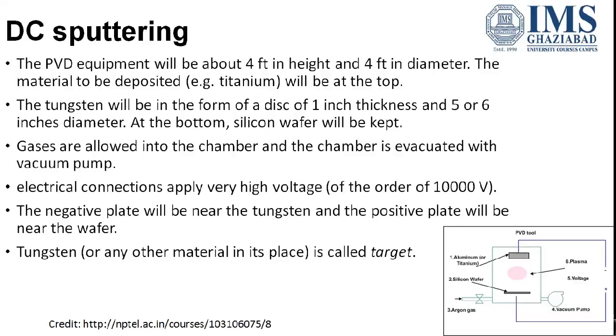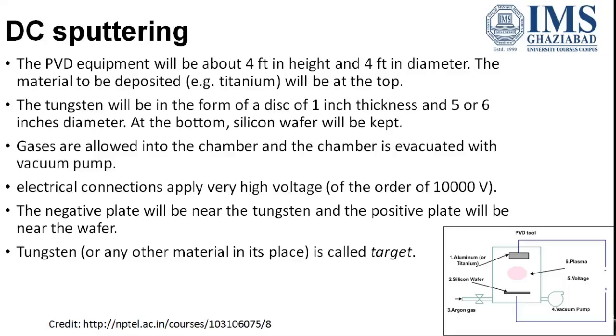Now coming to the setup of physical vapor deposition, the equipment is approximately 4 feet in height and 4 feet in diameter, and the material to be deposited will be on the top. As you can see from the figure below, the material to be deposited, such as aluminum, titanium or tungsten, is on the top in the form of a disc, which is 1 inch in thickness and 5 to 6 inches in diameter. At the bottom, the silicon wafer will be kept, on which the deposition will take place.